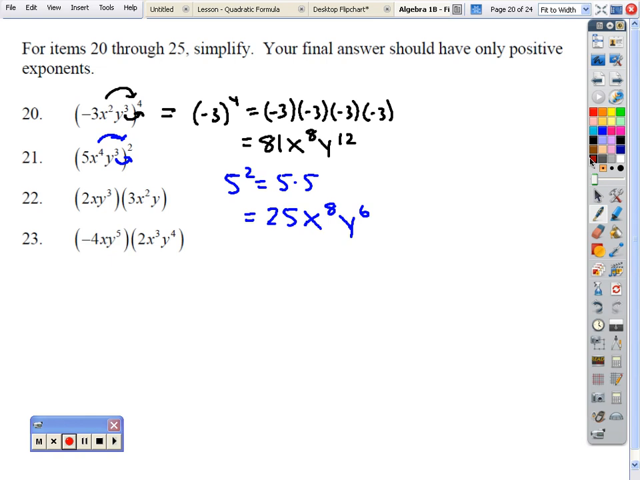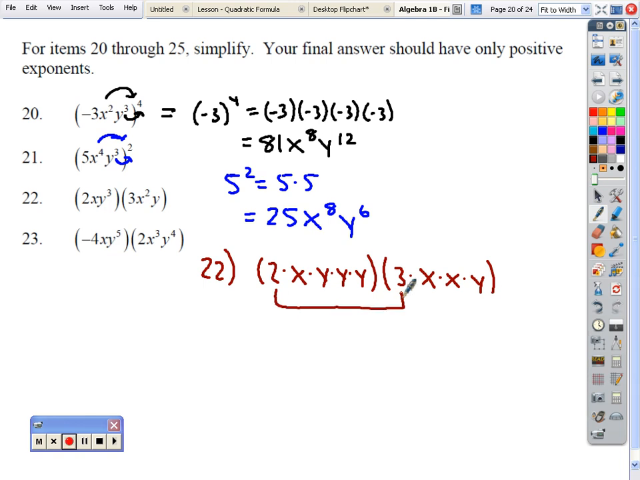Number 22 and 23 are a little bit different. Okay, 22 and 23, you're going to be adding the exponents. I'm going to show you why. In these problems, you can write out each piece or each monomial separately and then just kind of count. So for example, in 22, I'm going to write a 2, I'm going to write 1 x, I'm going to write 3 y's, which stands for y to the third. And next I'm going to put a 3, I'm going to put 2 x's because it's x squared, and 1 y.